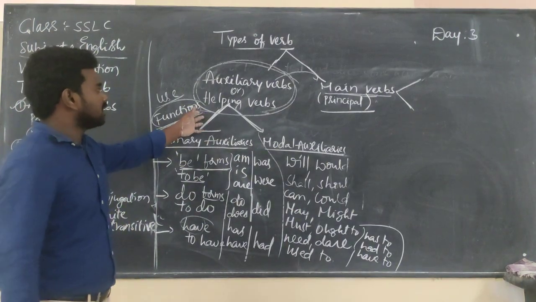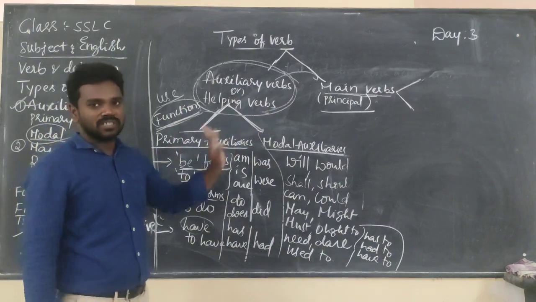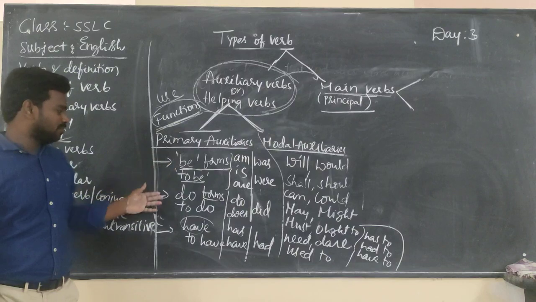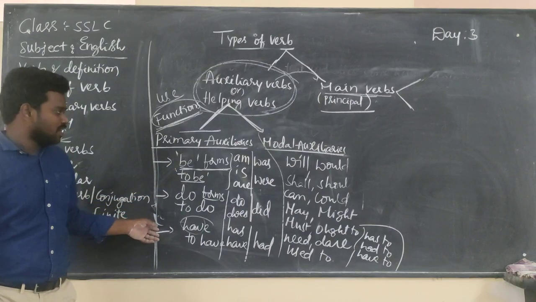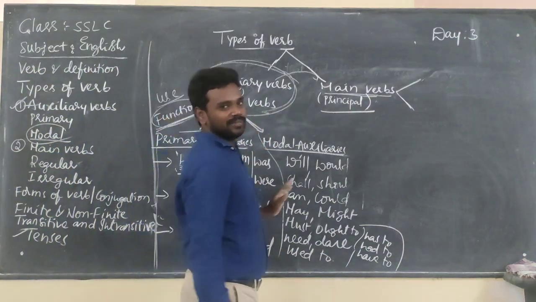So, auxiliary verbs and modal verbs. Here we can say primary auxiliaries and modal auxiliaries. What are primary auxiliaries? Be forms, do forms and have forms. We will see the functions later, and let us move on to main verbs.